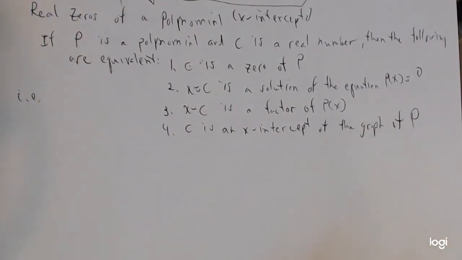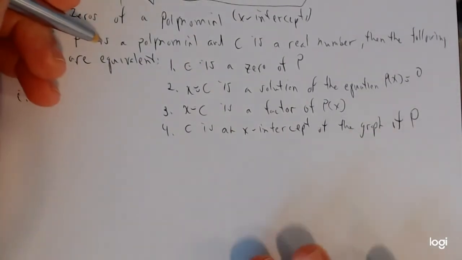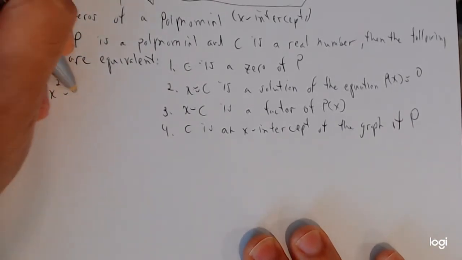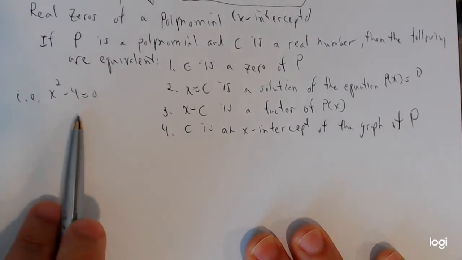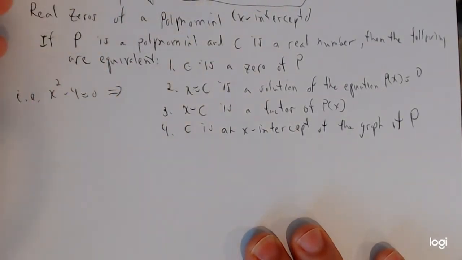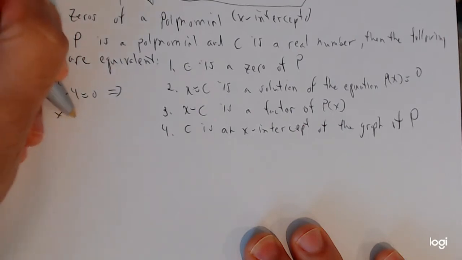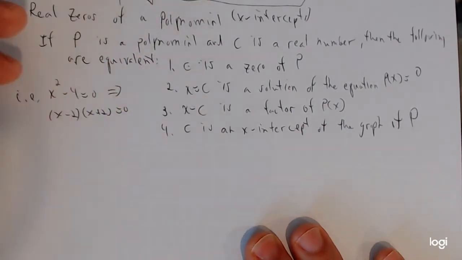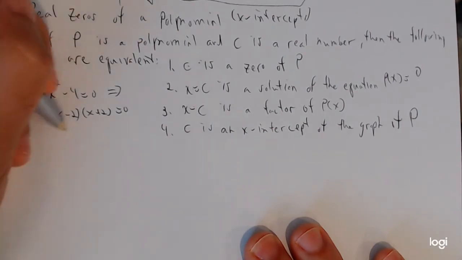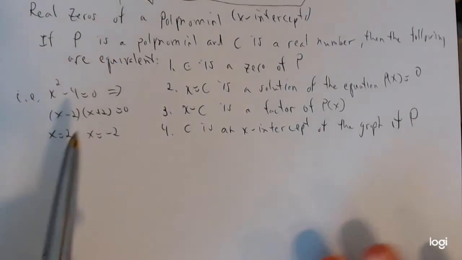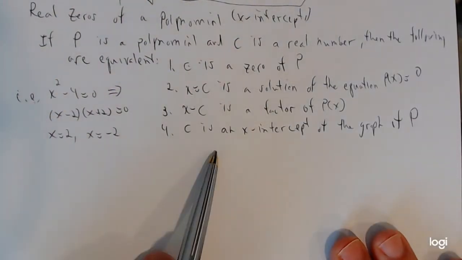So for example, what do we have here? X squared minus 4 equals 0. If I said, hey guys, find the zeros of this, what would you do? You'd say this becomes x minus 2 times x plus 2, which equals 0. Then what is it that we know? X equals 2 and x equals negative 2 are the solutions. Notice how this satisfies all four conditions.